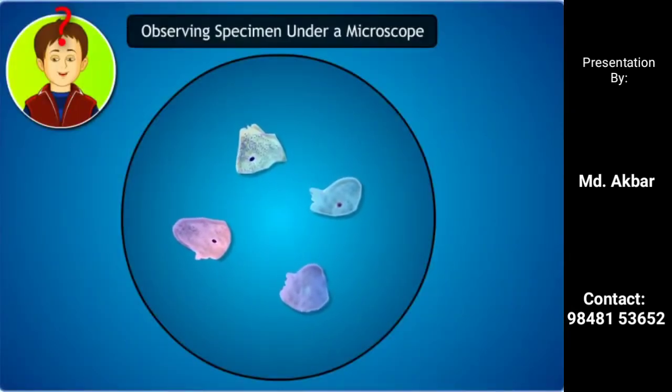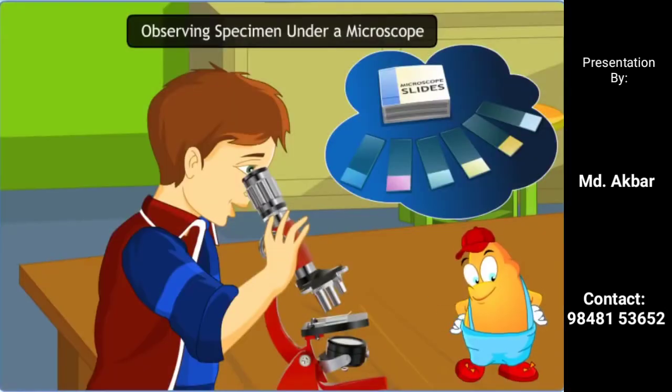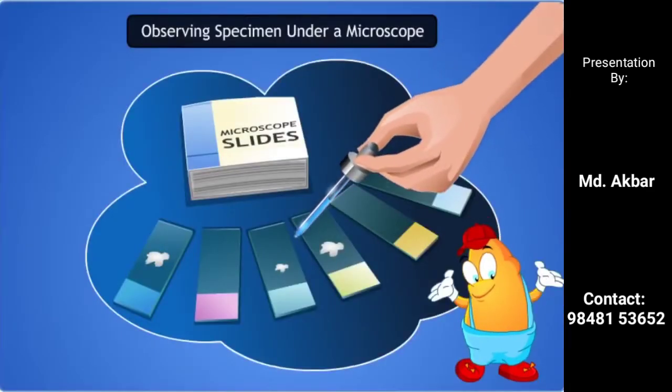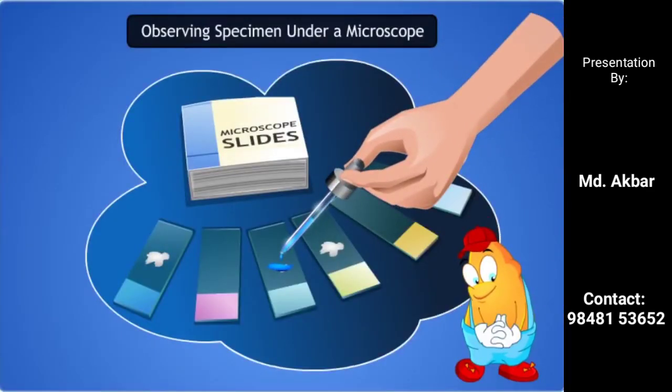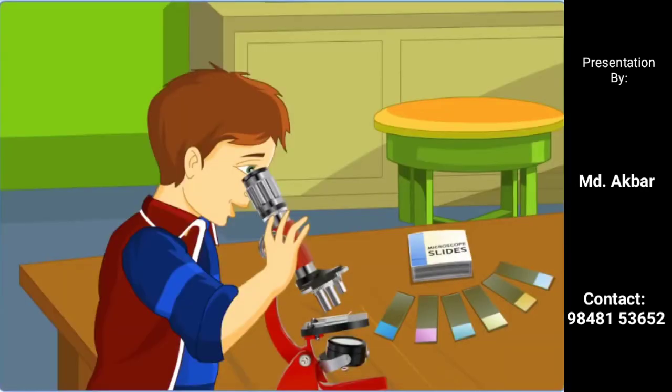And are these the real colors of the cells? Well, no. The color that you observe under the microscope is due to the stain that is used while preparing a slide. Stains are used to color parts of a cell so that they can be differentiated from other parts. Let us leave Victor to explore more about staining of slides using different stains.